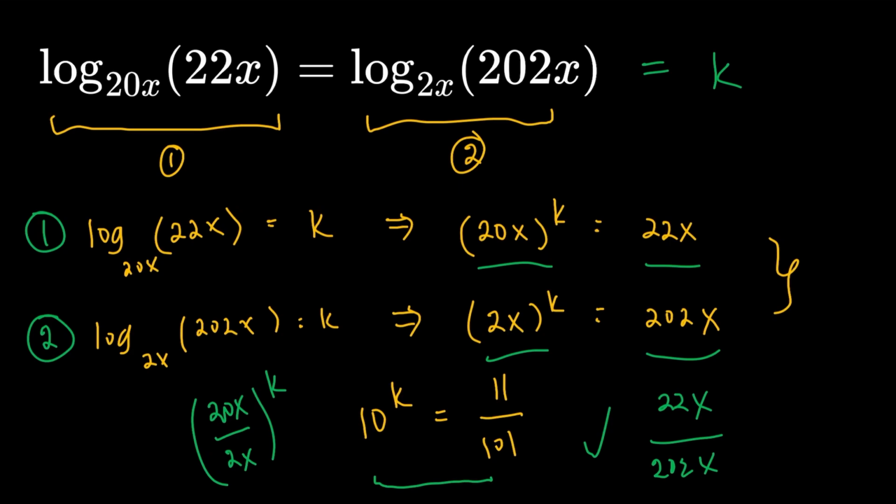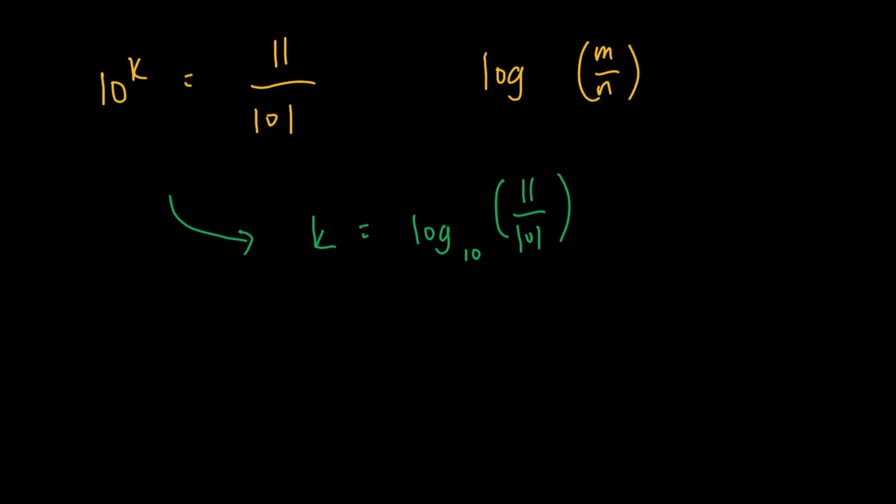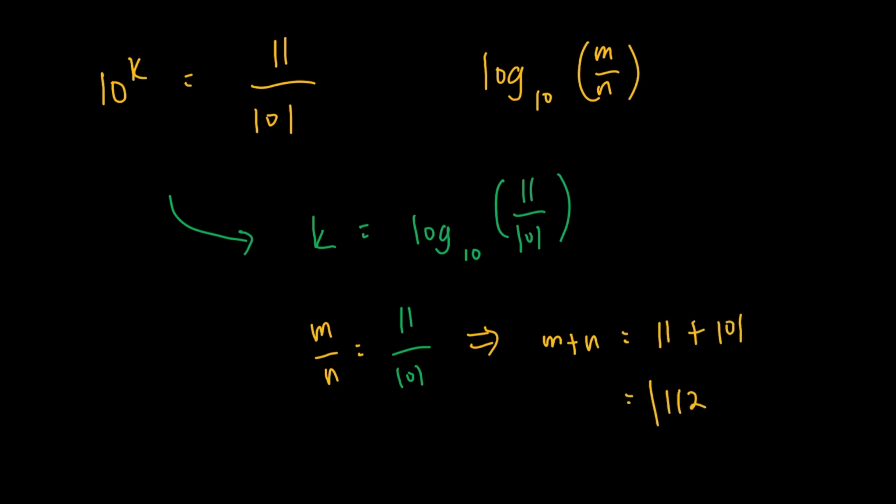Rather interestingly, 10 raised to k is 11 over 101. So I could write k as a logarithm with base 10. So k would be equal to the logarithm of 11 over 101 with base 10. And rather interestingly, k is the value that we want. The format that we're given is literally log of m over n in lowest terms with base 10. So we know that m over n should be equal to 11 over 101. That's going to give us m plus n is just 11 plus 101, and that's going to give us the final answer of 112.